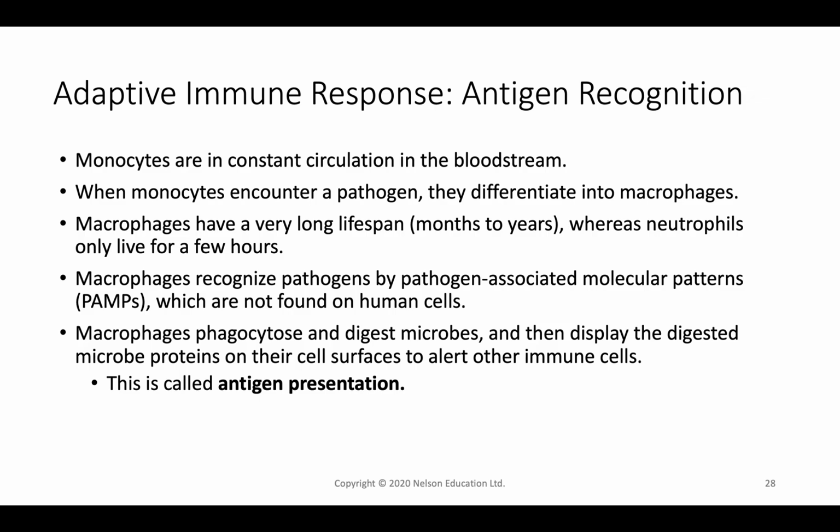So macrophages are going to recognize pathogens by pathogen-associated molecular patterns. What does that mean? Regions of the cell that don't look like human cells, okay? So when we see a PAMP that does not look like a human pattern, it's a pathogen-associated pattern. Then we can identify it, and after that, we can phagocytose and digest the microbes. And after we phagocytose and digest them, then we regurgitate pieces of the microbe proteins to alert other immune cells. Again, this is called antigen presentation.